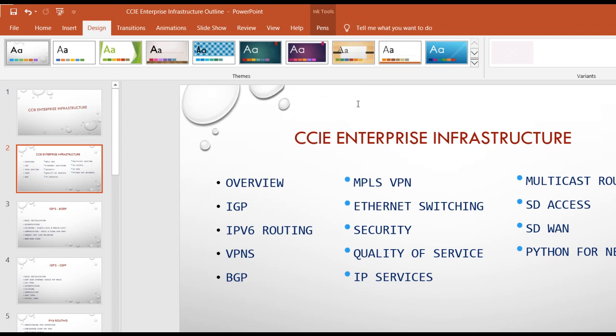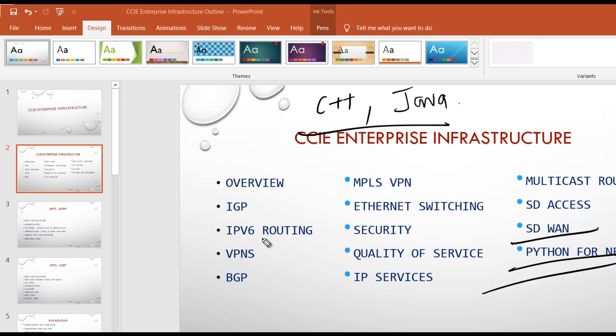These are all the topics we are going to cover. We are going to cover also Python. I have a background in programming. I write in C++ as well as Java, but I preferred networking as a career. I'm more passionate about networking in general, so I still have my background. So we'll look at Python and how we are going to integrate it into our network.